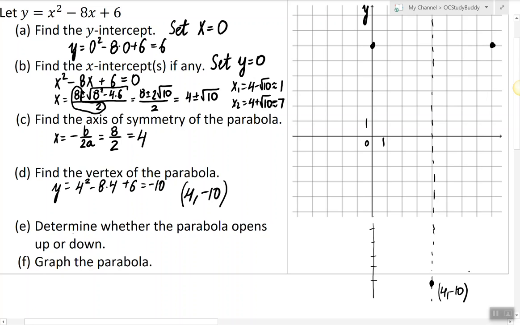In addition to that, we can also now take a look at our x-intercepts. So one was somewhere around 1, and the other one was somewhere around 7. So 2, 3, 4, 5, 6, 7. So notice how they are also symmetric about the axis of symmetry. So these are the 4 points of the parabola that we obtained by analyzing the properties of the equation. Clearly, the parabola opens up here because the vertex is all the way at the bottom. And now to graph this parabola, all we have to do is just connect these points.